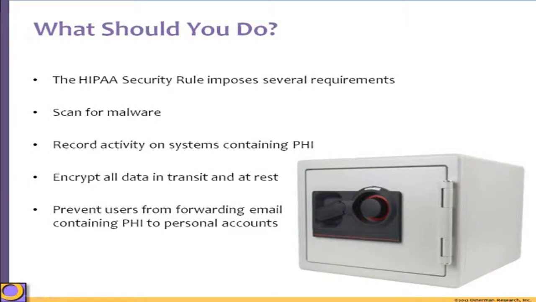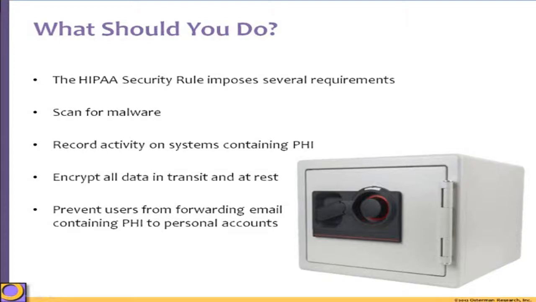So what should you do as a covered entity of some kind, whether you're the pharmacy or clinic that's directly dealing with PHI, or the attorney or the business partner of some kind that also deals with PHI in some capacity? Well, first and foremost, you have to pay close attention to the HIPAA security rule because it does impose several requirements. You absolutely also need to scan for malware to make sure that you're not going to have a breach of data that might occur through some sort of a virus or worm that somehow infects your network. You also need to record activity on all of the systems in your network that contain PHI. Whether it's a file server or desktop computer, what have you, you need to make sure you know what's going on with those systems.